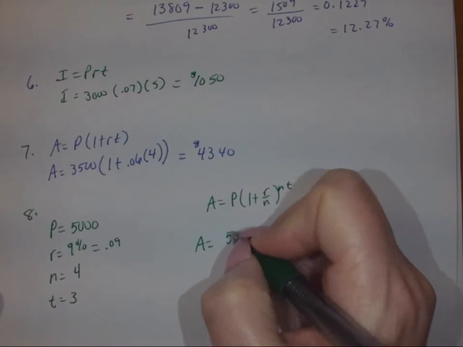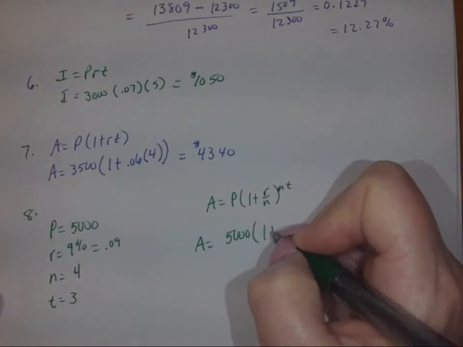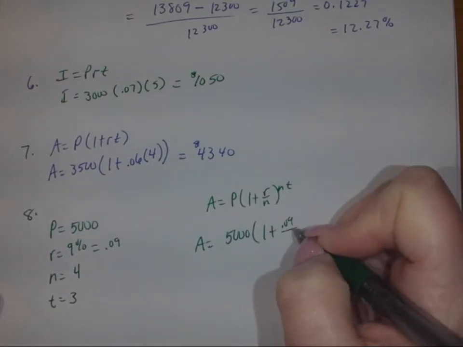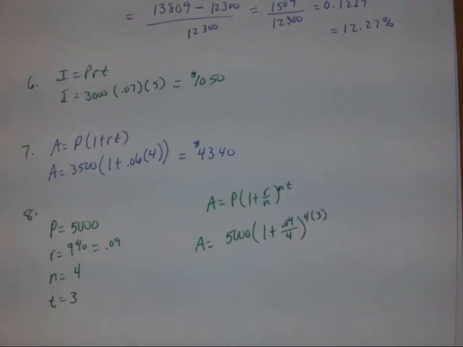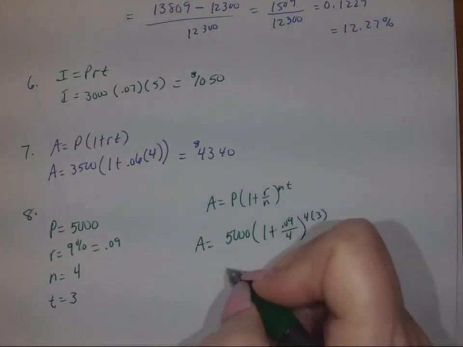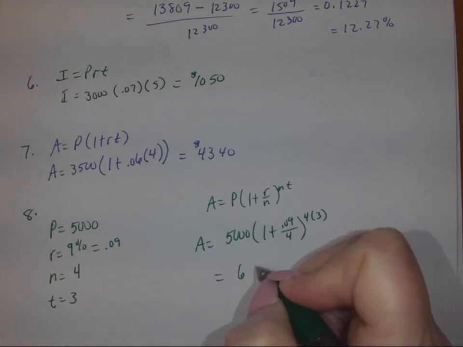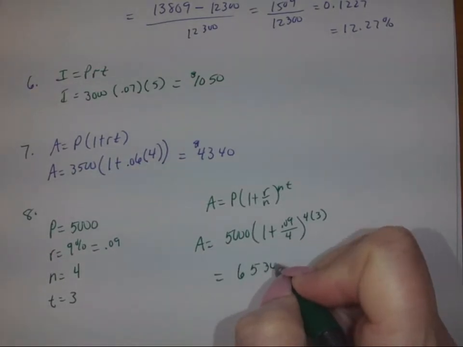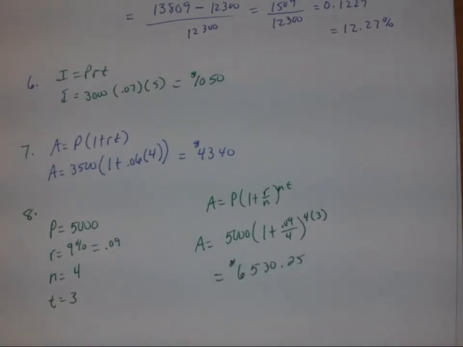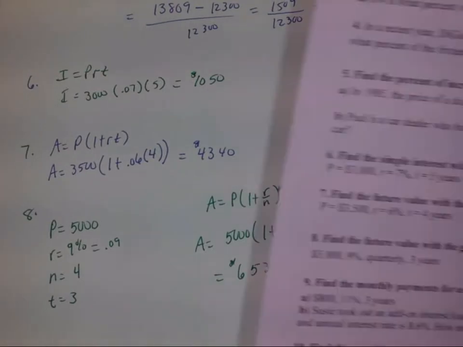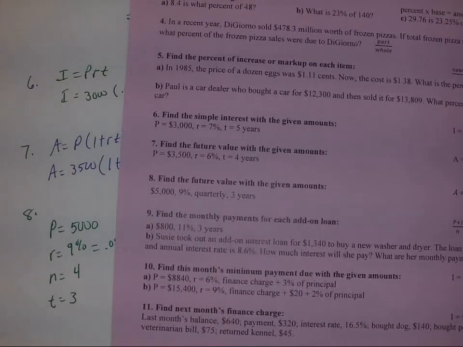So A is equal to 5,000 times 1 plus 0.09 over 4 raised to the 4 times 3. You have to be skilled in your calculator. For me, most of your points will be coming from setting it up. So you get 6,530.25. That should be the amount in your account. All right, the next question we have is to find the monthly payments for each add-on loan.